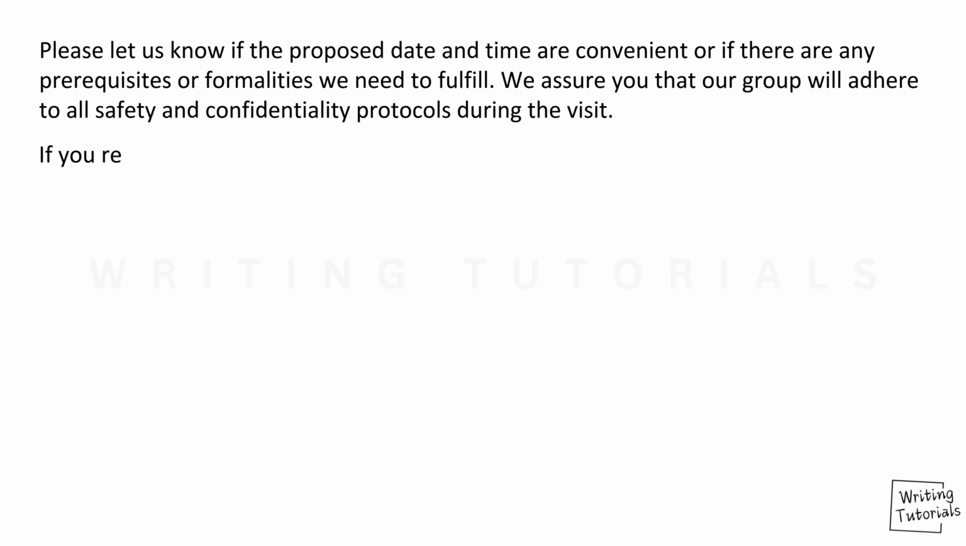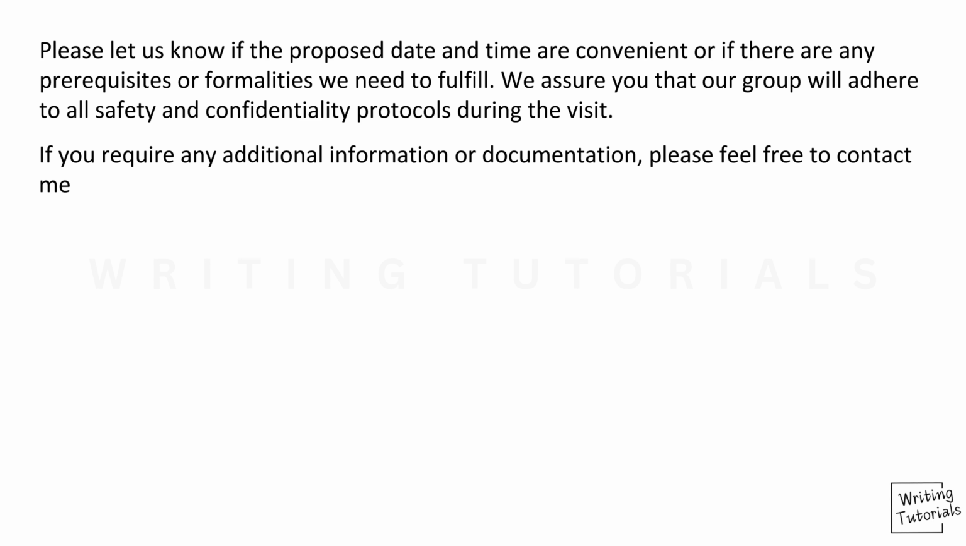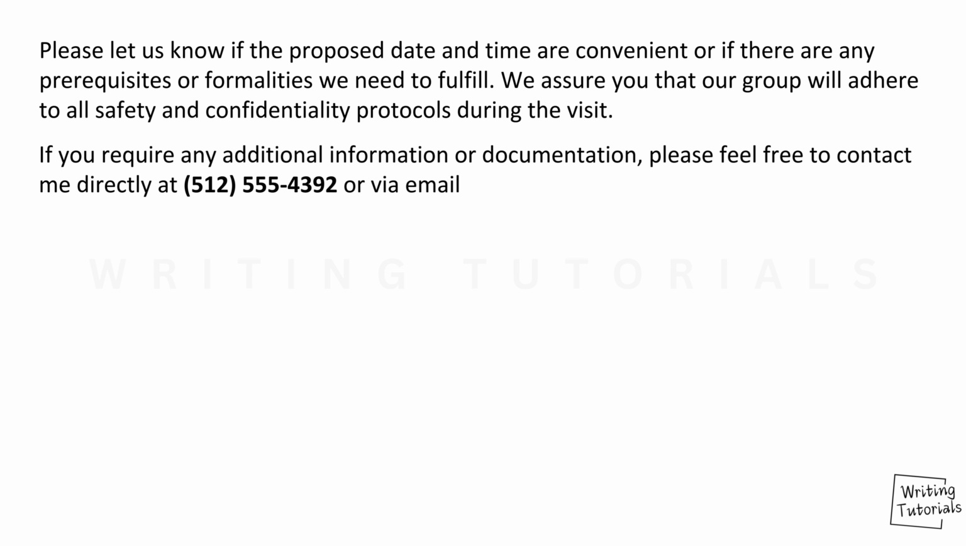Step 10. Providing contact information. The following paragraph ensures open communication. If you require any additional information or documentation, please feel free to contact me directly at 512-555-4392 or via email at susan.miller@brighton.edu. Make it easy for the recipient to reach out by providing multiple contact options. Be clear that you're available to answer questions or provide additional documents, such as an official request from the university.